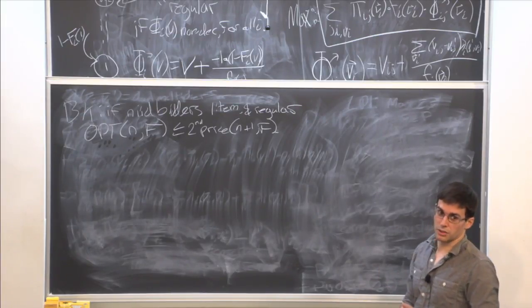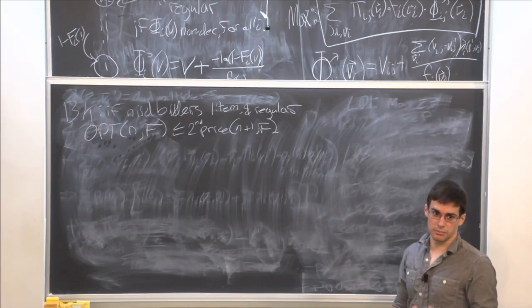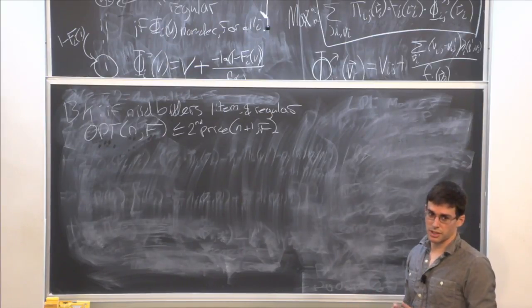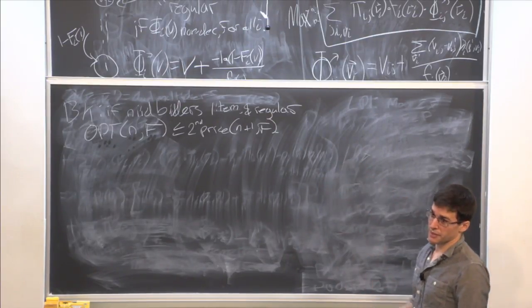It also means that in a large market, you get a 1 minus 1 over n approximation with just a second price auction, assuming that it's regular.